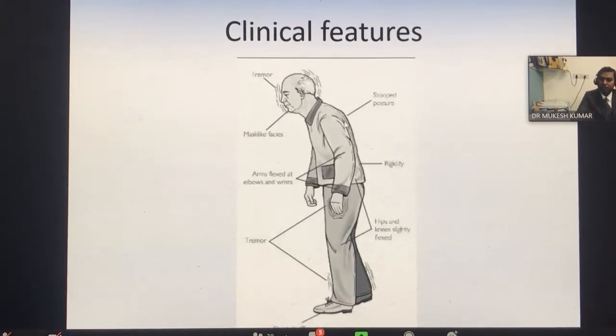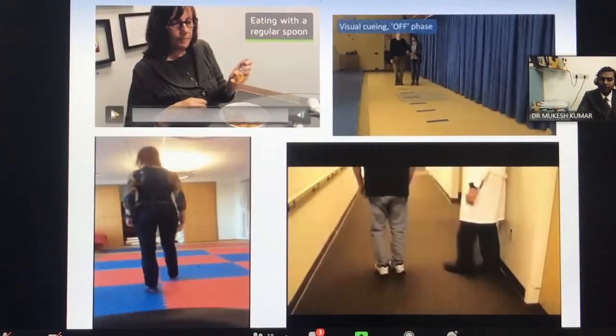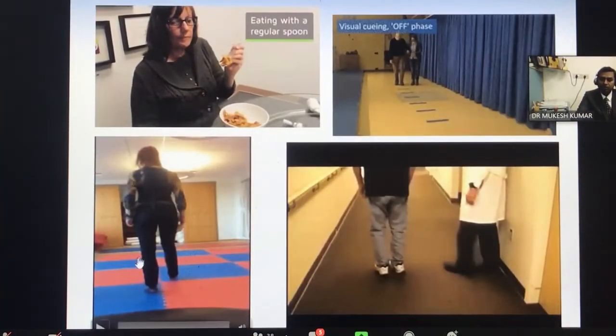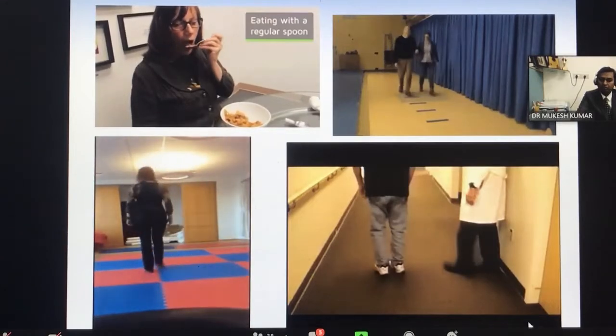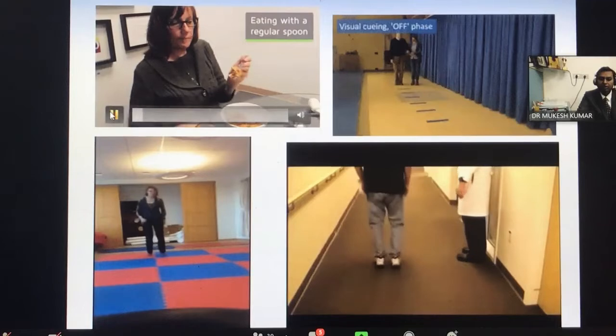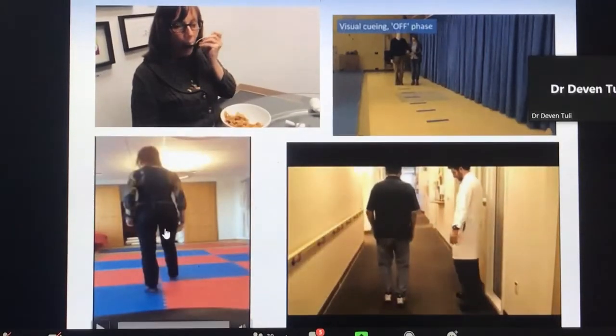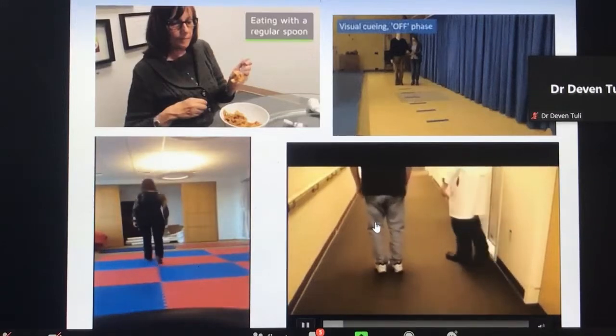You can see the stooped posture, tremor, mask-like face, hips and knees slightly flexed, and rigidity, and then this tremor. So if you see in general activity, what are the things which get troubled? Everything gets troubled, including eating, visual cueing, and this freezing.